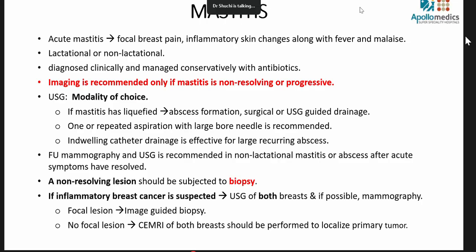A non-resolving lesion should be subjected to biopsy. If inflammatory breast cancer is suspected, do an ultrasound of both breasts and, if possible, mammography. For a focal lesion, do an image-guided biopsy. For a non-focal lesion, go for a contrast-enhanced MRI.